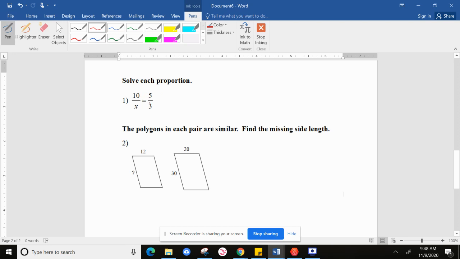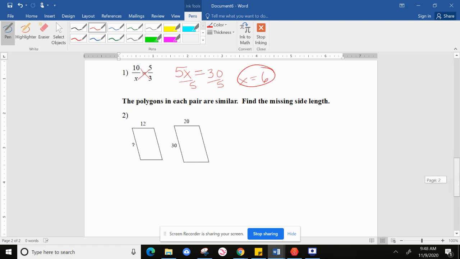So let's just review how to do a little cross multiplication problem here. We're going to cross multiply. I like to start with the side that has an x on it usually first. So 5 times x will be 5x is equal to 10 times 3, which is 30. And then we're just going to solve that little equation for x and get 6. So there's just a basic proportion and a reminder of how that works.